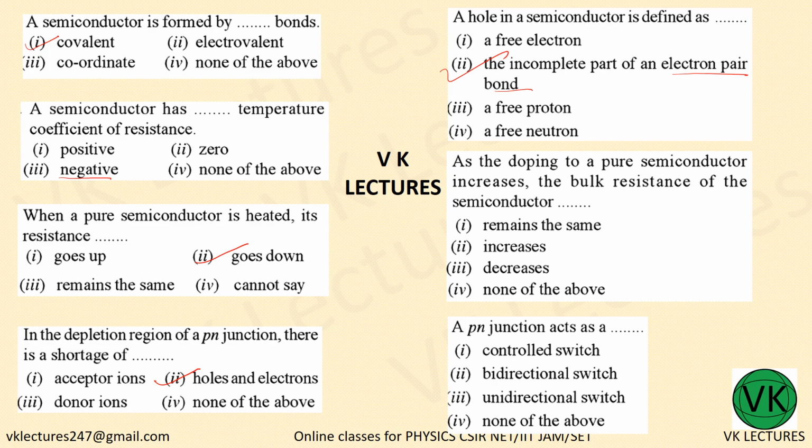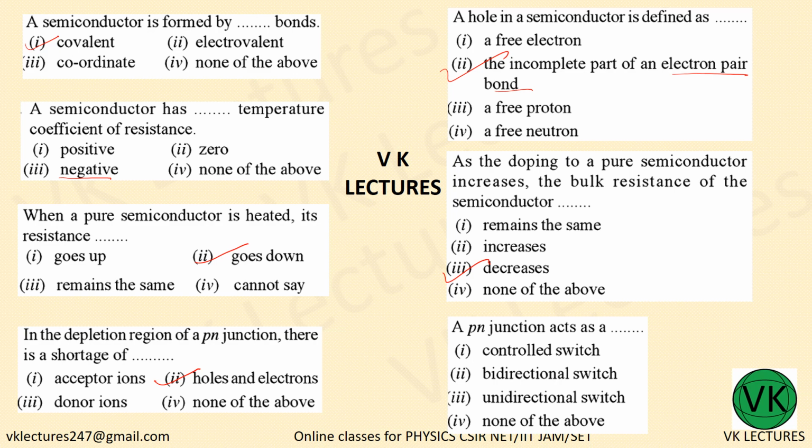As doping of the pure semiconductor increases, what happens to the bulk resistance? The resistance of the semiconductor decreases. Why are we using doping? To increase the conductivity. Whether it is N type or P type, it is the same.